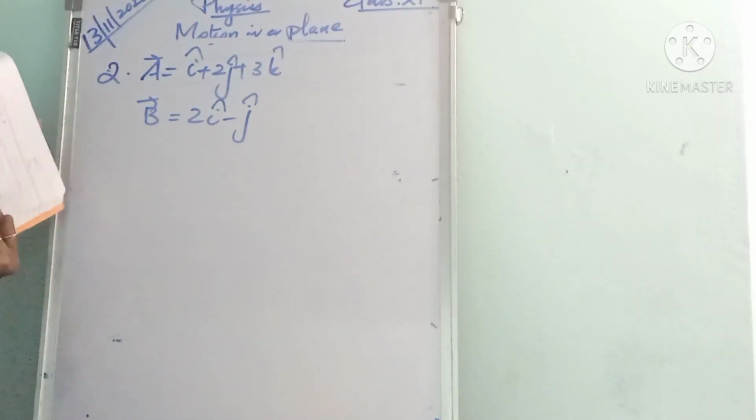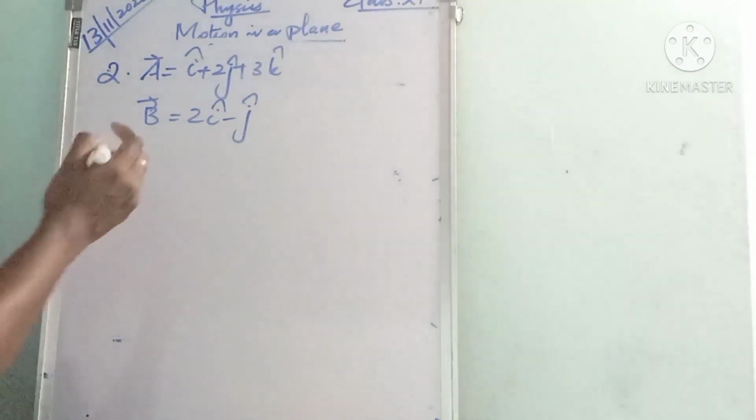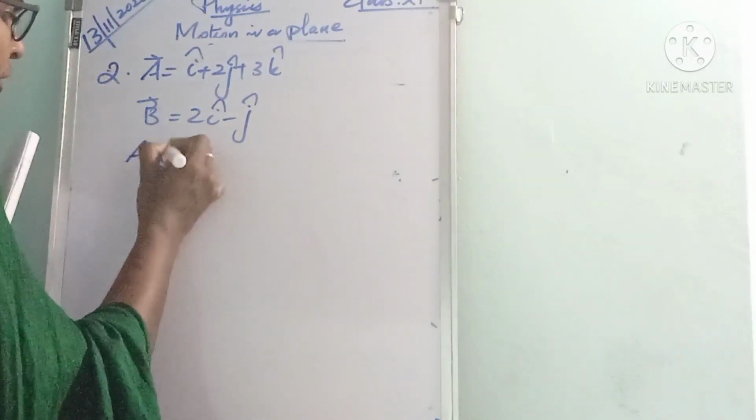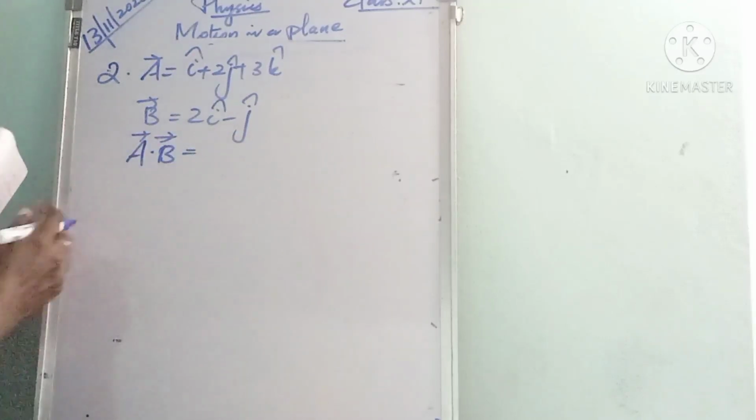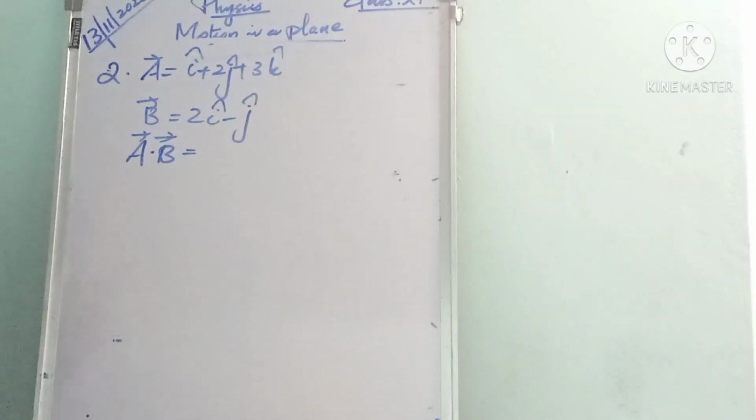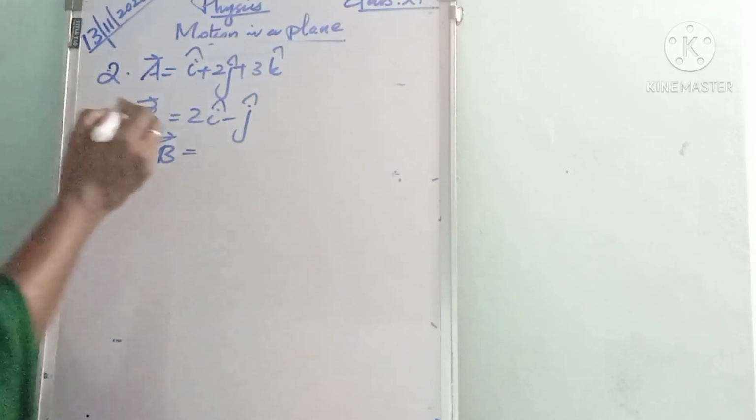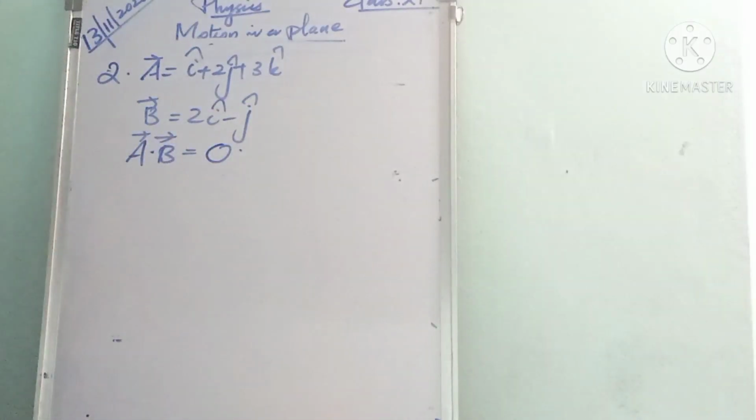You know, what is the condition? If the two vectors are perpendicular to each other, then what is A dot B? You already learned in the properties of scalar product: if the two vectors are perpendicular to each other, then A dot B is equal to 0. So we have to prove A dot B as 0. If the two vectors are perpendicular to each other, then the scalar product A dot B is equal to 0.